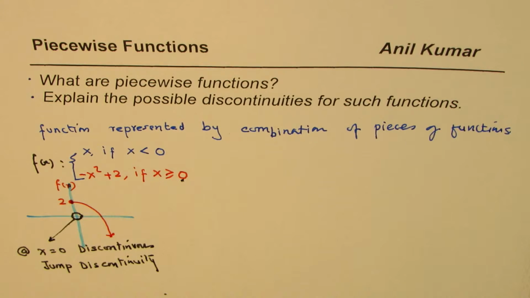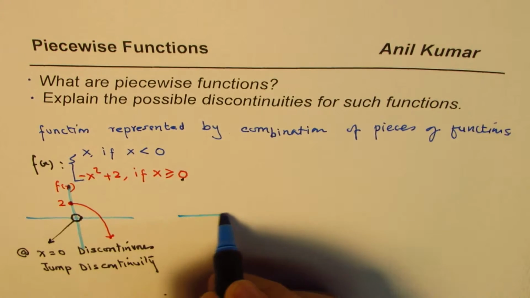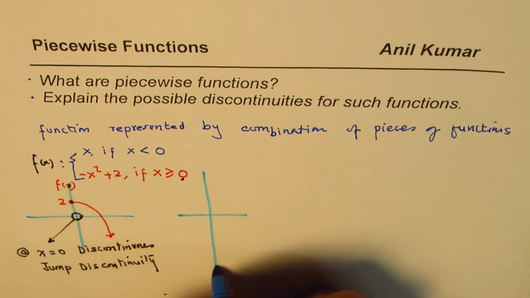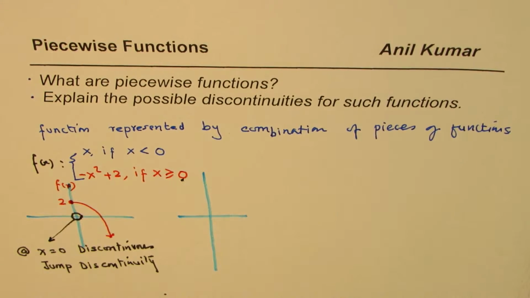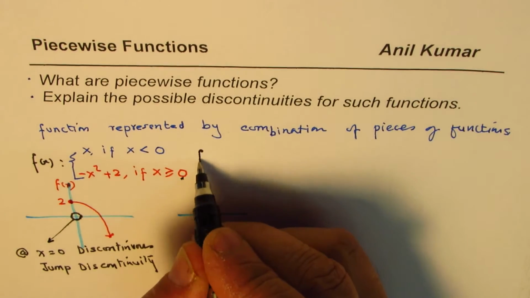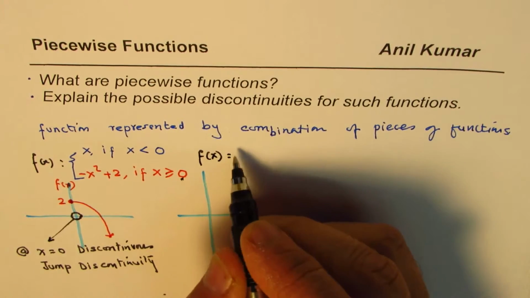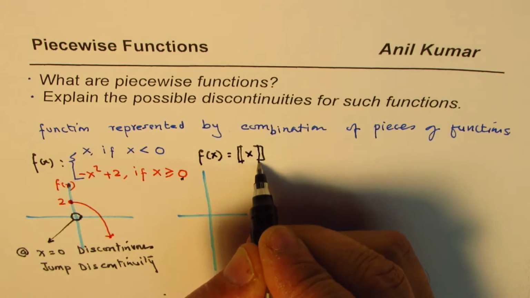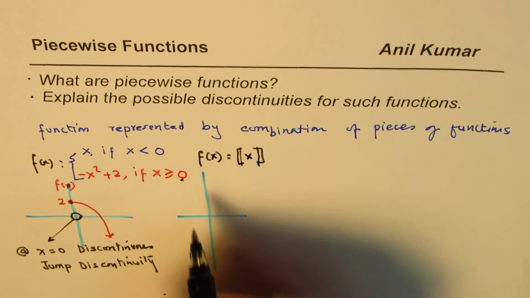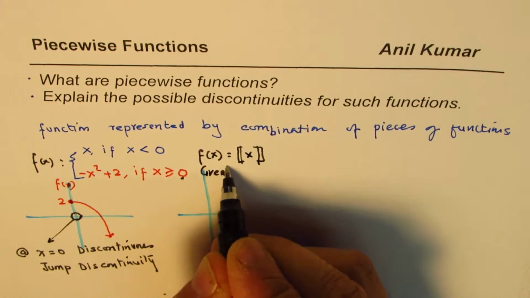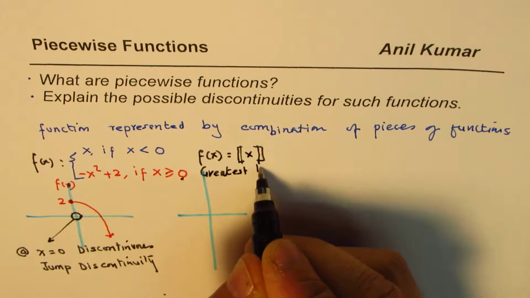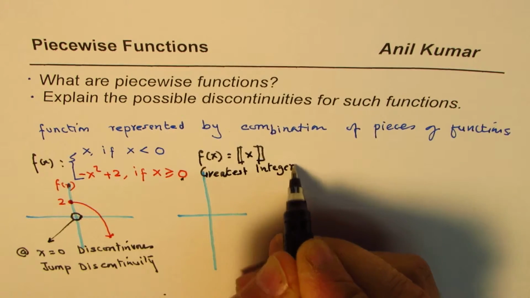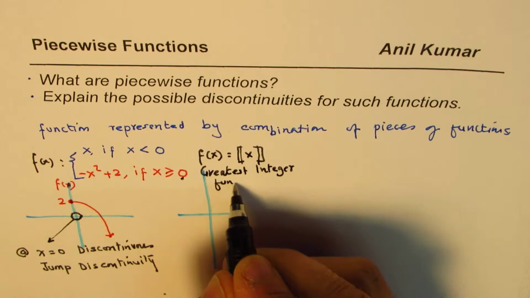Okay. Now we could have many functions with jump discontinuity. Let me take one more, which is a very interesting function. Let me define this function f of x as equal to the greatest integer function. Now this function is called the greatest integer function.